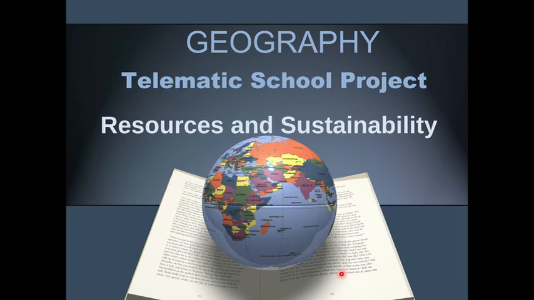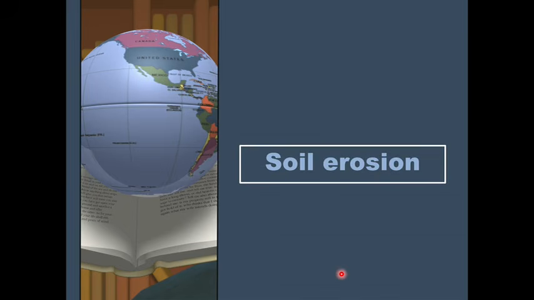Resources and sustainability. Now, let's have a look at your resources and sustainability. The first thing that we are going to have a look at is soil erosion. Soil is a very important resource, especially in South Africa also. We've got such a lot of farming activities. So let's have a look at soil erosion.